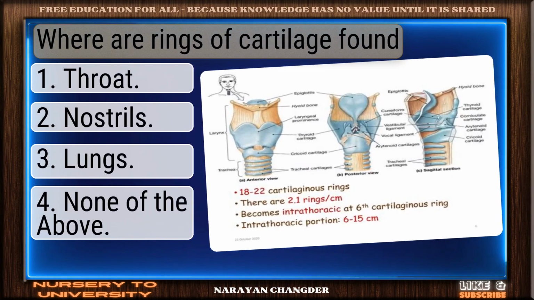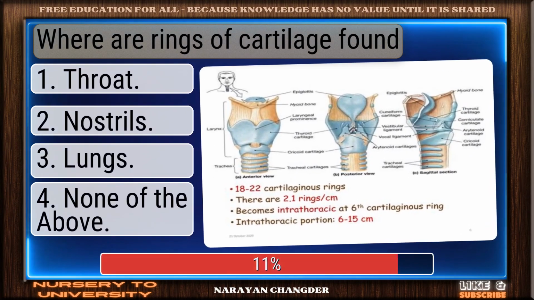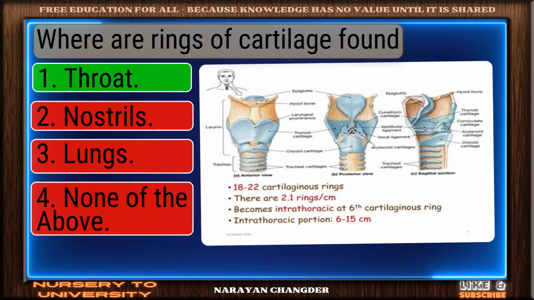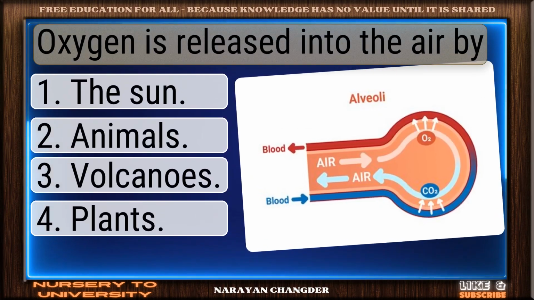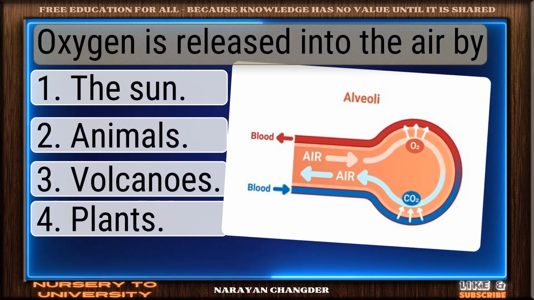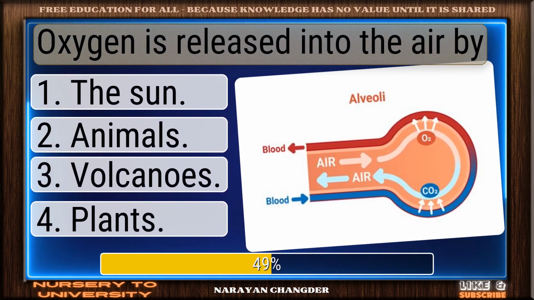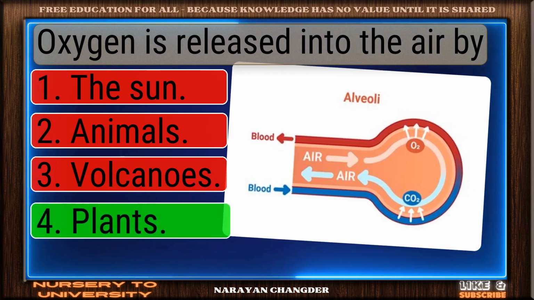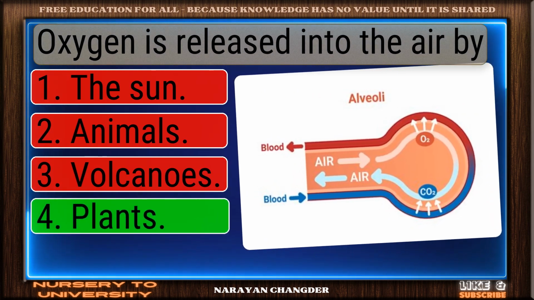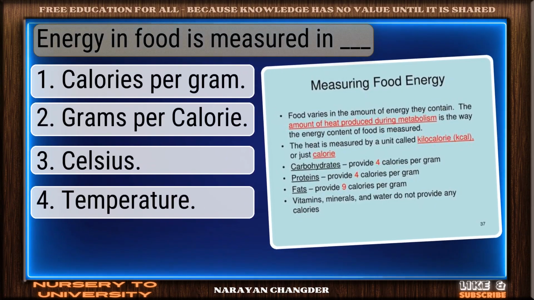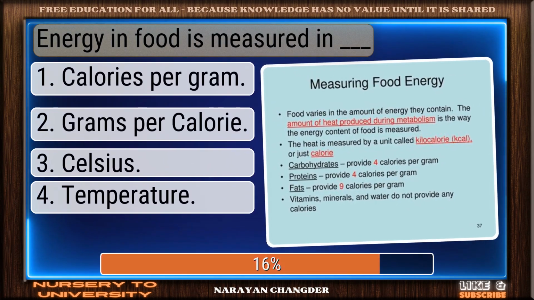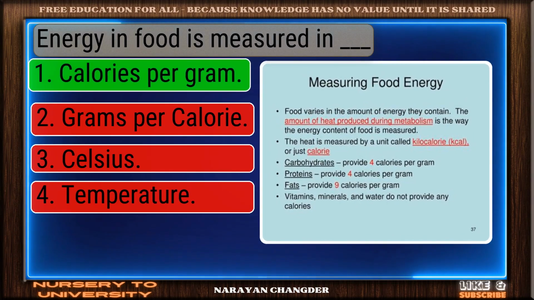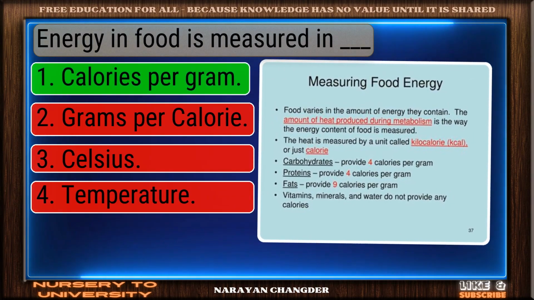Question number 183. Where are rings of cartilage found? Correct. Throat is the right answer. Question number 184. Oxygen is released into the air by. Exactly. Plants make sense, and it is the right choice. Question number 185. Energy in food is measured in dash. Great thinking. Calories per gram is the right choice.